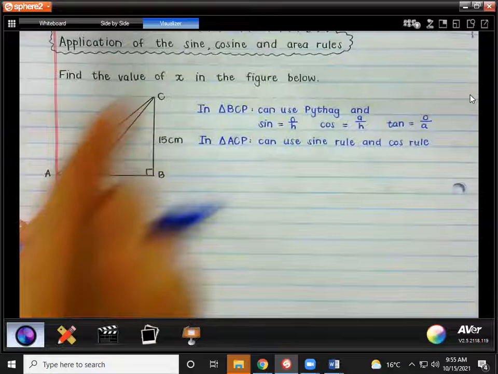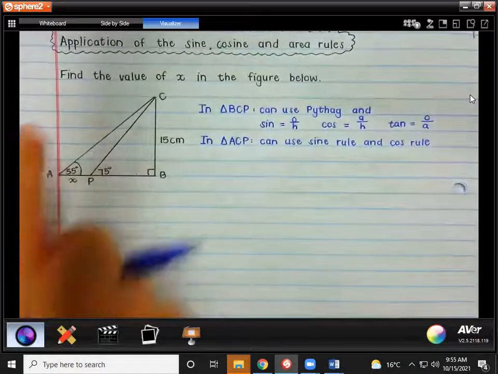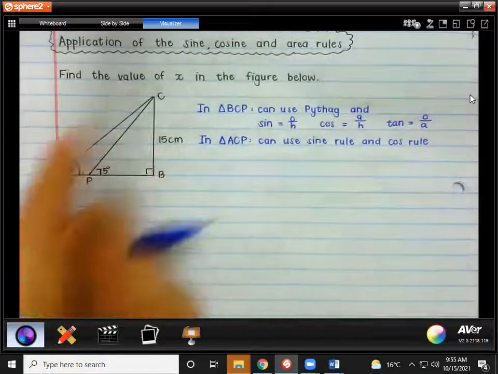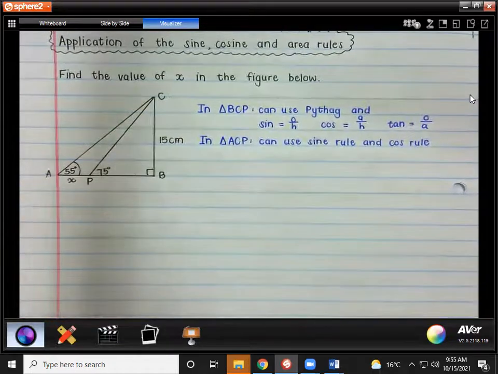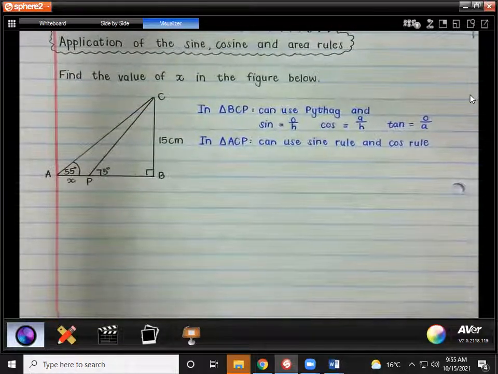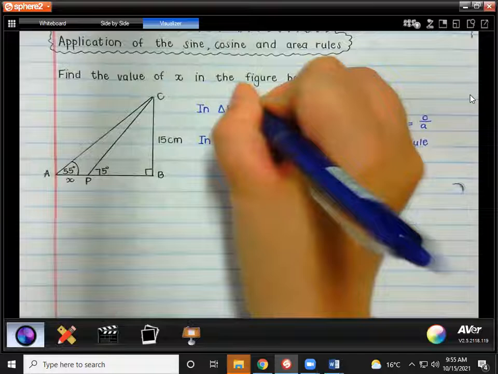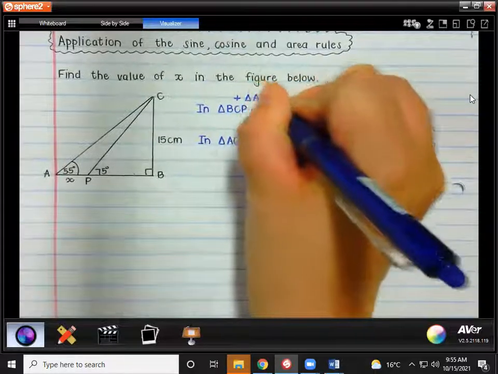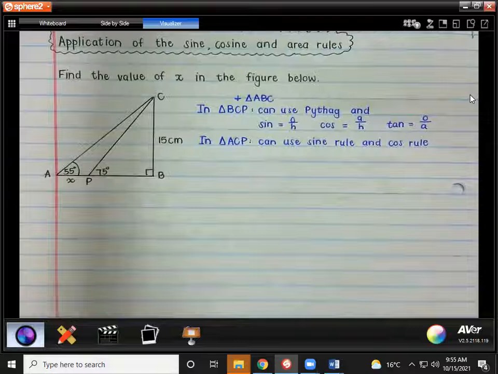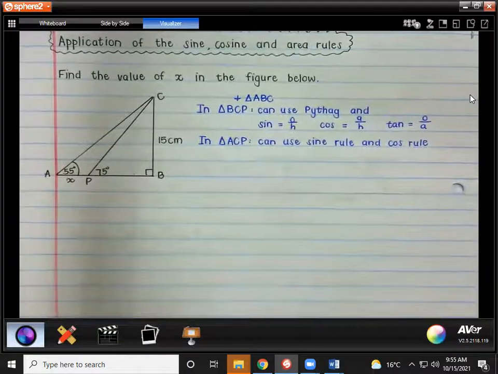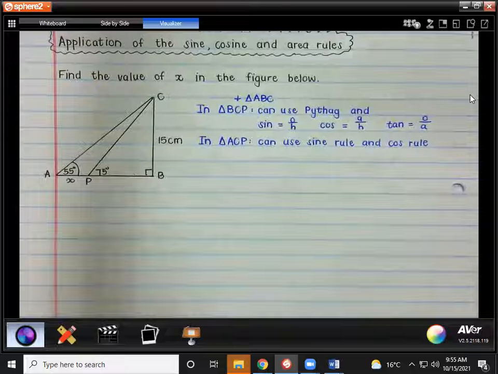Then we have this big triangle ABC, which consists of both of them, which is also a right angle triangle. So we might be able to work in the big triangle as a whole. We might not need to, but we could. So let's add triangle ABC. We can also use Pythag and sine, cos, and tan in the big triangle, the one that consists of both of them. We might not need to, but that could also be an option.